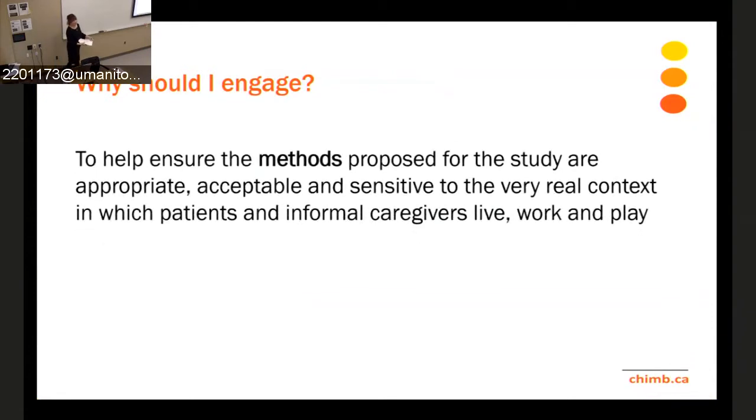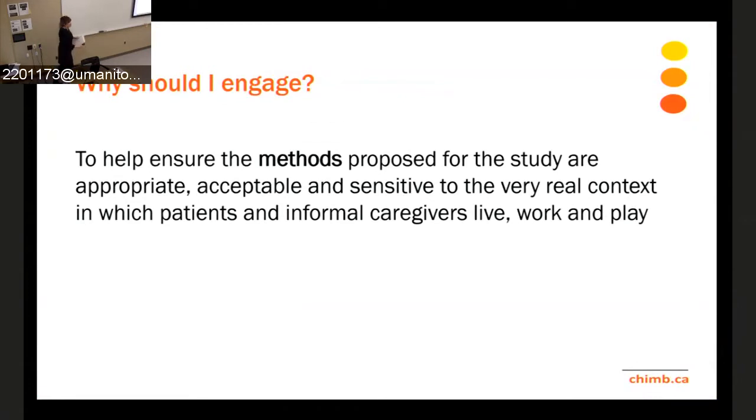Helping ensure the methods proposed in your study are appropriate, accessible, and sensitive. So we've had tons of these examples where researchers may want to do, let's do a survey of people with chronic pain issues. And then when they engage patient partners, they go, what is this survey? They wanted to do a 100-question survey over the phone, and people said, if I'm living with chronic pain issues, you need to do this differently. You need to come and have tea with me. You need to have 3 or 4 questions. We need to have a conversation.